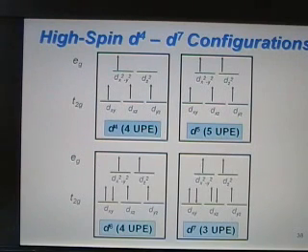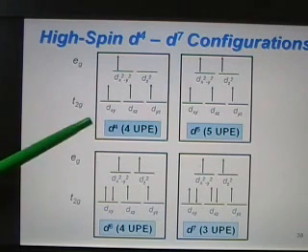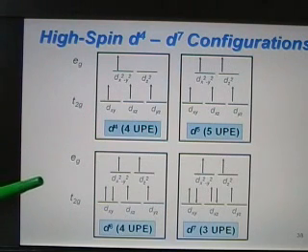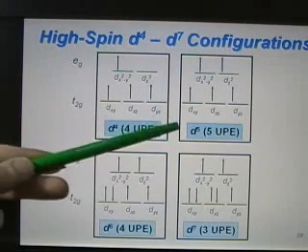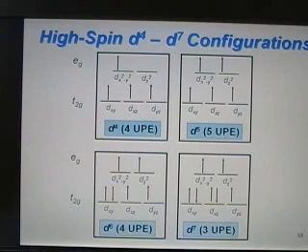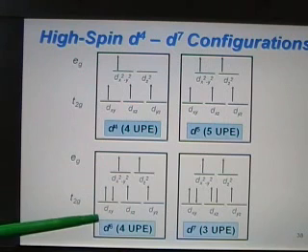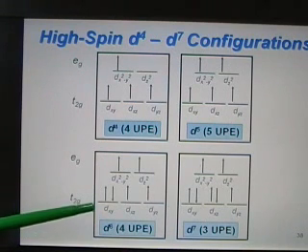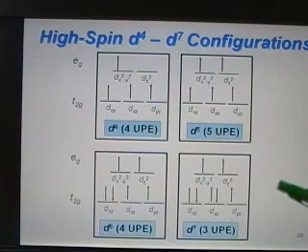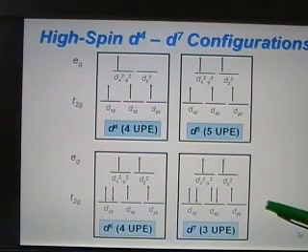This is in contrast to what you see earlier. For low spin complexes, a D4 cation would have 2 unpaired electrons. For a low spin D5 complex, you would have 1 unpaired electron. For a D6 low spin complex, you would have 0 unpaired electrons. And for a D7, you would have only 1 unpaired electron.